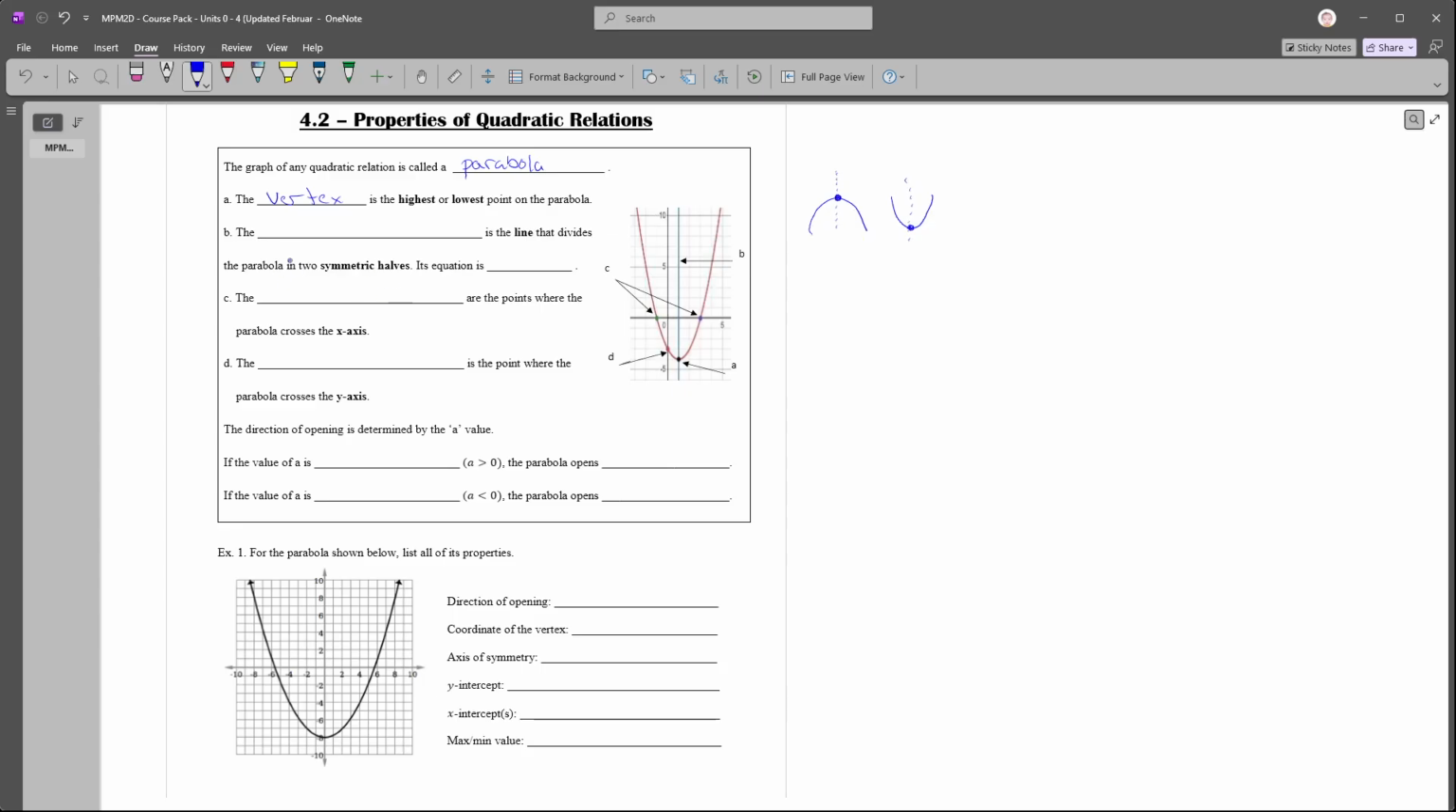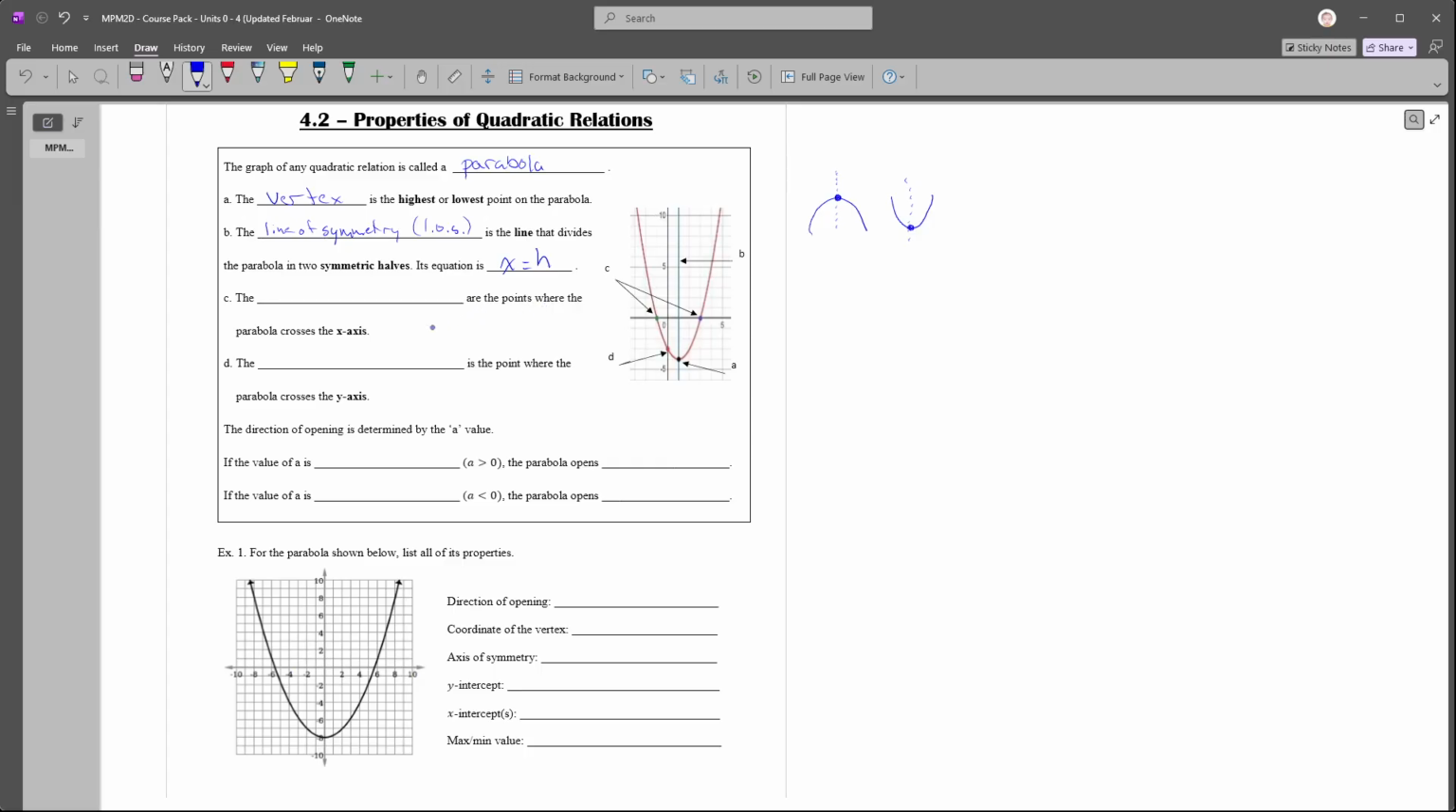This is called the line of symmetry. Sometimes we'll shorten it to just LOS. Line of symmetry is the line that divides the parabola into two symmetric halves. Its equation is x is equal to h. We'll come back to that in a little bit.